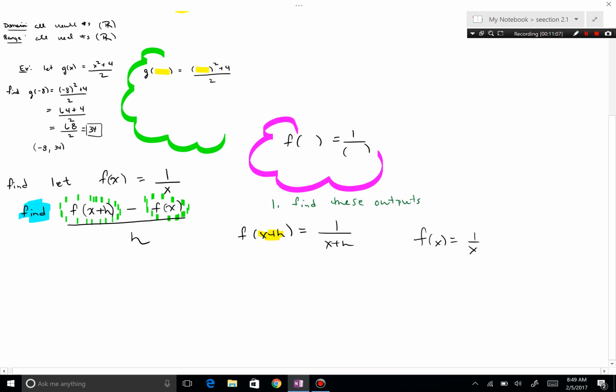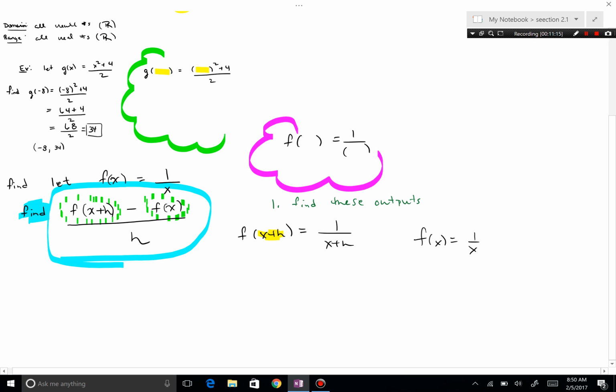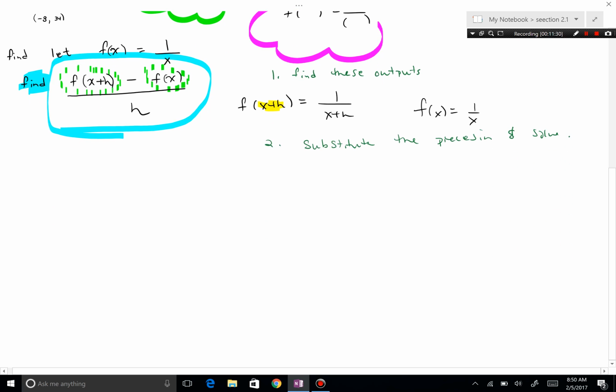Because our job is to find this. So what do we got to do? Part 2, after we found all of our pieces, is finally substitute the pieces in and solve. So here we go. Substitute the pieces in and solve. In f of x plus h, I'm going to put the 1 over x plus h. Let's go back to black. 1 over x plus h minus 1 over x, and this thing is all over h.